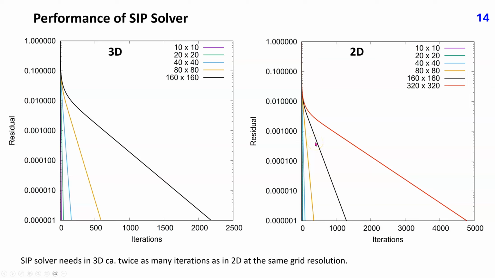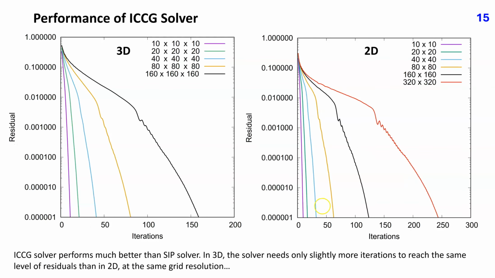This slide shows the comparison of SIP solver performance when solving the Laplace equation in 3 dimensions, left figure, and in 2 dimensions, right figure. We see that in 3D case, almost twice as many iterations are required to reduce the residual norm 6 orders of magnitude than in 2D case. This slide shows the same information as the previous one, only for the ICCG solver.